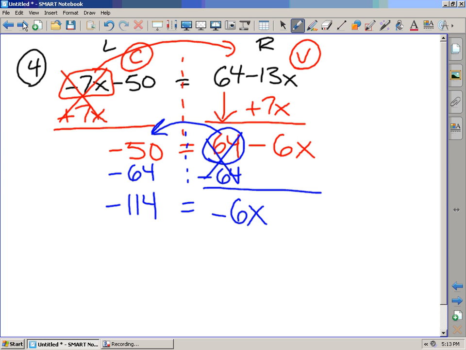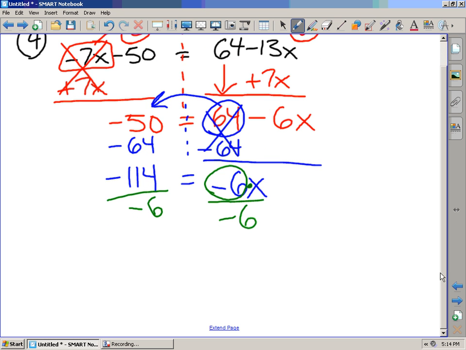Now we're down to our one-step equation step. Negative 6x equals negative 114. The negative 6 is keeping the x from being alone. The operation going on between the negative 6 and the x is multiplication. The inverse of that operation is division. So we're going to divide each side by a negative 6, the number that's keeping the x from being alone.